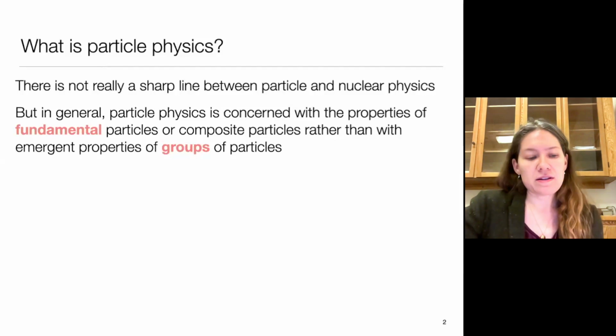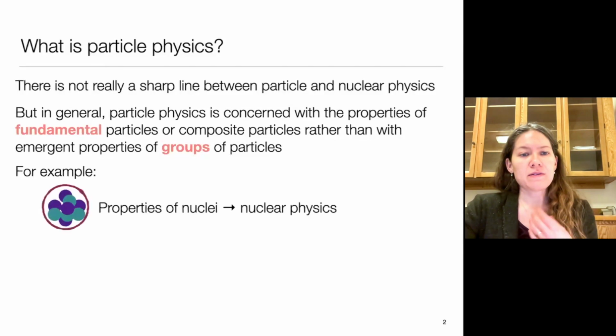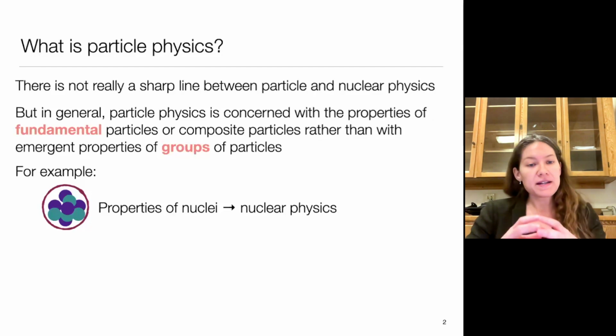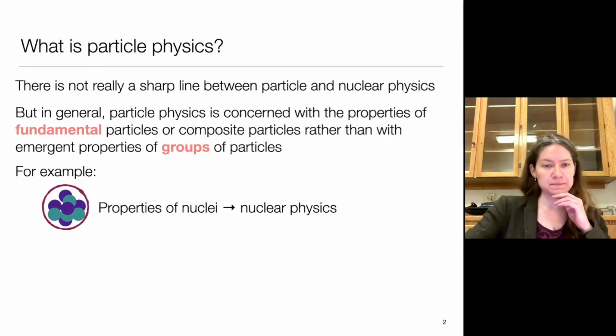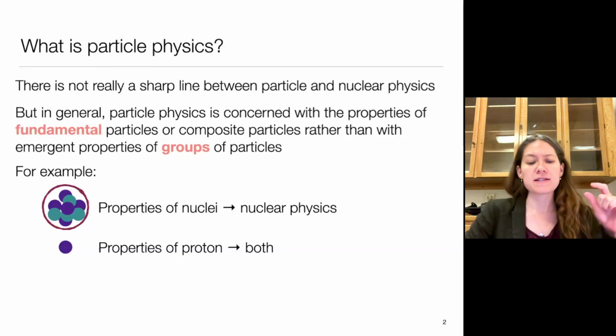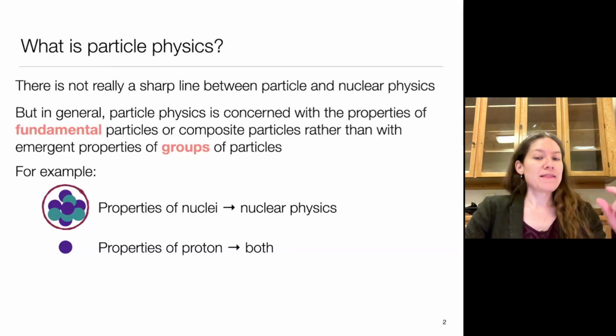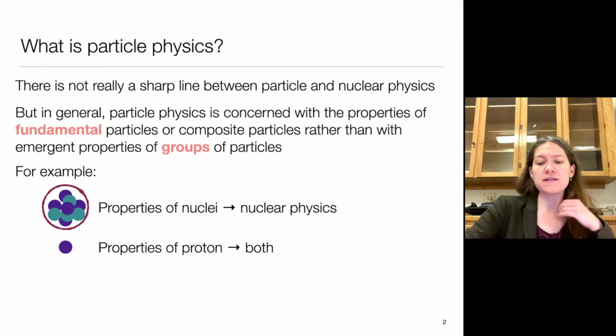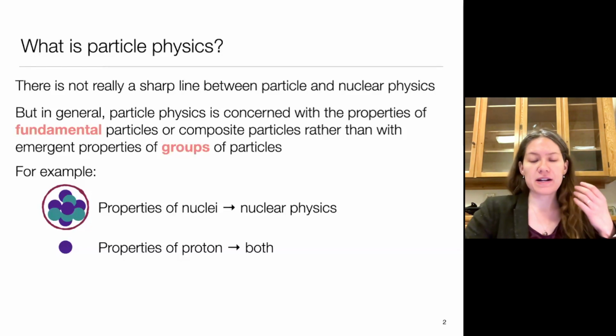So one way that we could think about that would be by looking at a nucleus. So the properties of nuclei, that is groups of protons and neutrons, and the emergent properties that come from putting all of them together in these groups, that's very much the realm of nuclear physics. Taking one of those individual protons or one of those individual neutrons and studying its properties, that's really on this line. That's something that would fit into both camps, and we have nuclear and particle physicists studying protons in their various behaviors and various sort of types of interactions they might have.